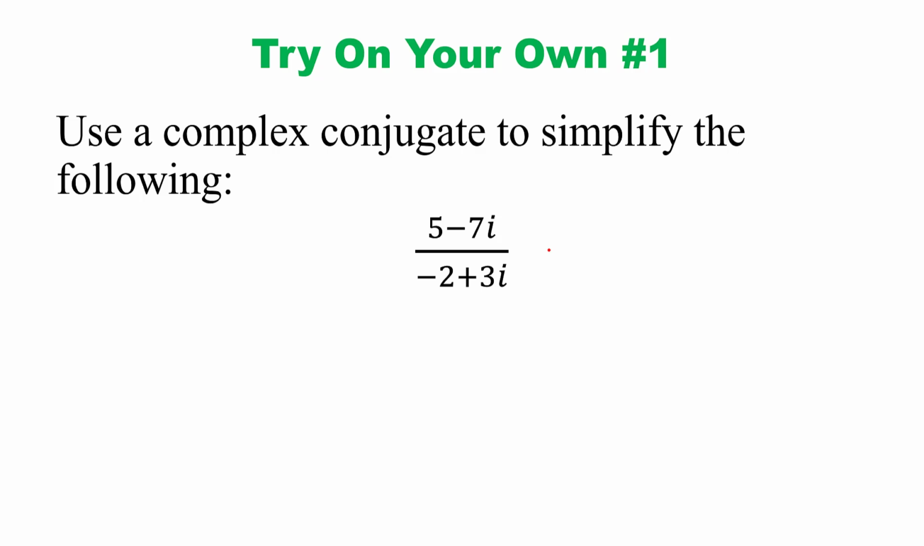Now try on your own. Use a complex conjugate to simplify the following: 5 minus 7i over negative 2 plus 3i.